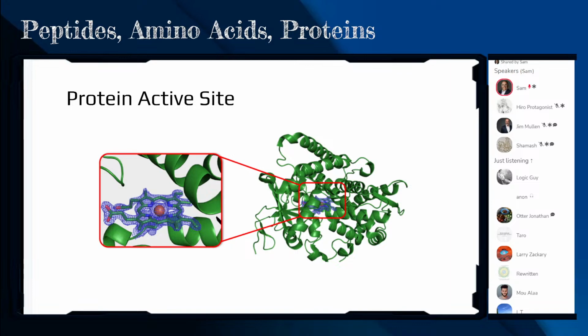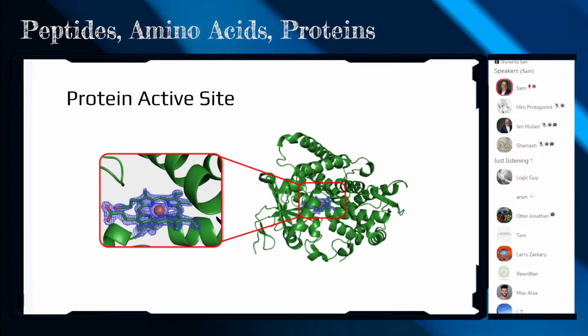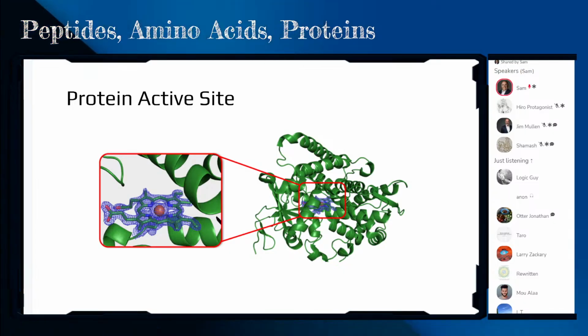Okay. All right. So we see this protein. We're looking at all of the alpha helices. We see all the beta sheets, and we see that a molecule is inside of that active site.